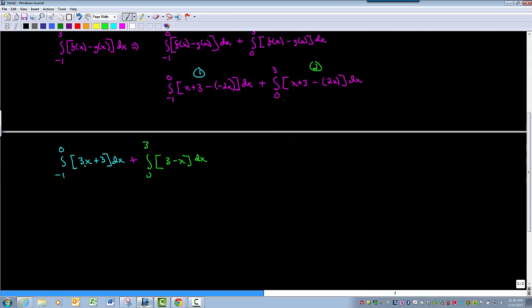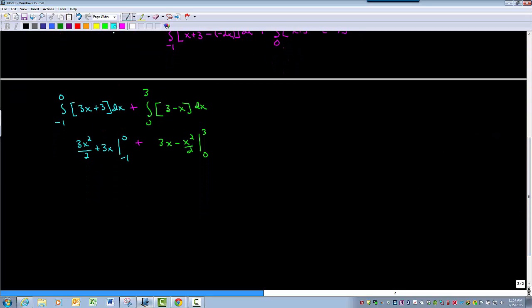Let's work on this first guy over here. I want to find an antiderivative for 3x plus 3. And so that'll be 3x squared over 2 plus 3x, and evaluate that between -1 and 0. And then I want to add to that the antiderivative for this, which is going to be 3x minus x squared over 2 evaluated between 0 and 3. So let's do the blue one first.